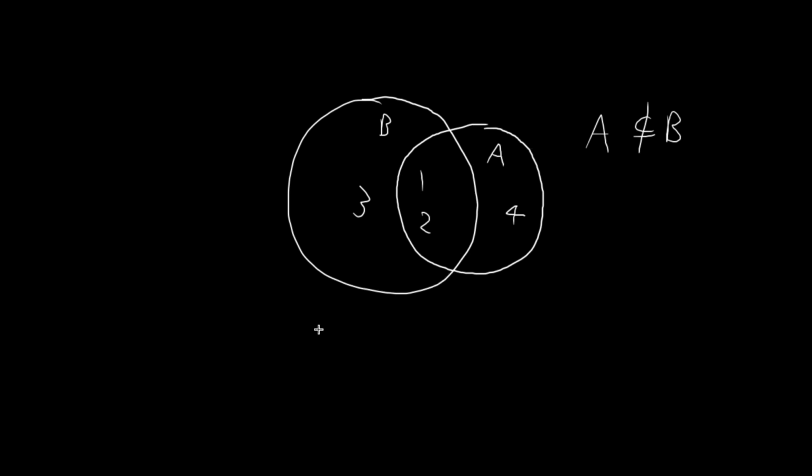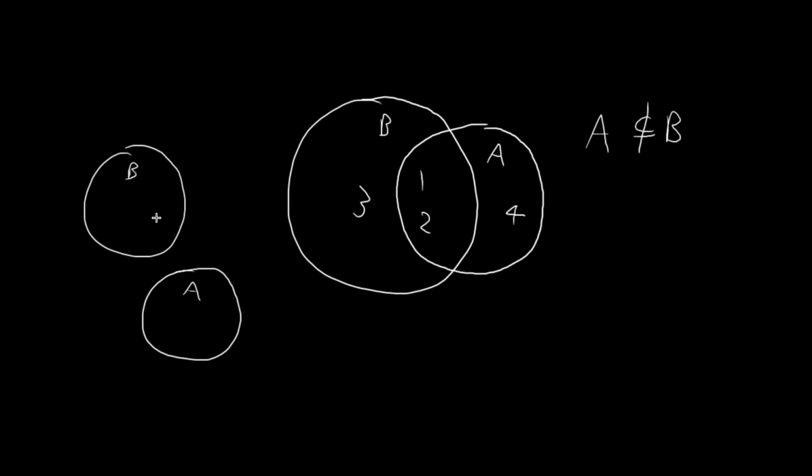And of course this is only one case of A not being a subset of B. Another case would be when the A and B circles are completely separated, and that would correspond to the case when there are no overlapping elements. And for this case we can also conclude that A is not a subset of B.